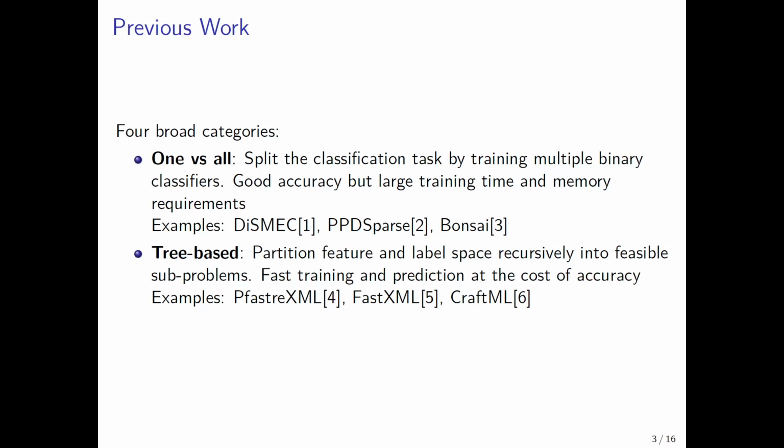State-of-the-art one versus all approaches like DiSMEC, PPD-Sparse, and Bonsai give good prediction accuracy when compared to the other methods, but they are computationally expensive to train and they also have high memory requirements during training. The next category of methods is tree-based methods, which aim to partition the feature and label space recursively to break down the original problem into more feasible small-scale subproblems. Examples include Parabel, FastXML, and CRAFTML. These methods generally have fast training and prediction times but suffer in prediction performance.